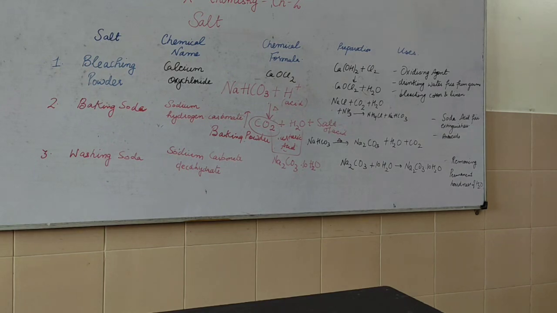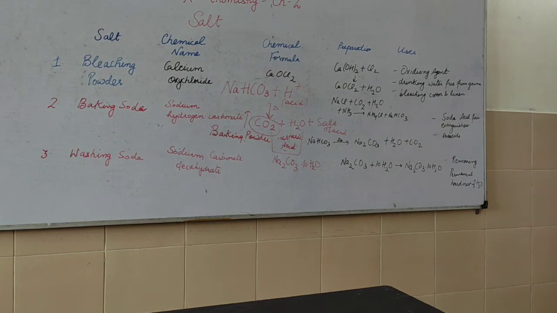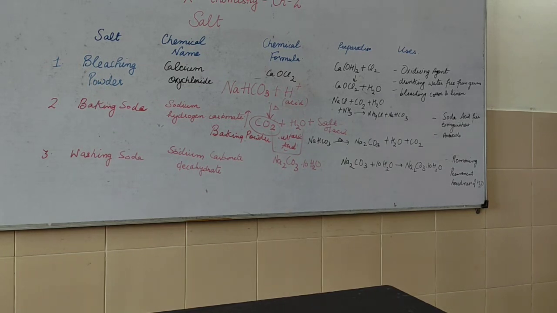My dear students, remember this table as it is. It is very important. There are many chances that a question will come. So, in today's class, we have discussed different salts, that is bleaching powder, baking soda and washing soda, their chemical names, their chemical formulas, their methods of preparation and their uses.